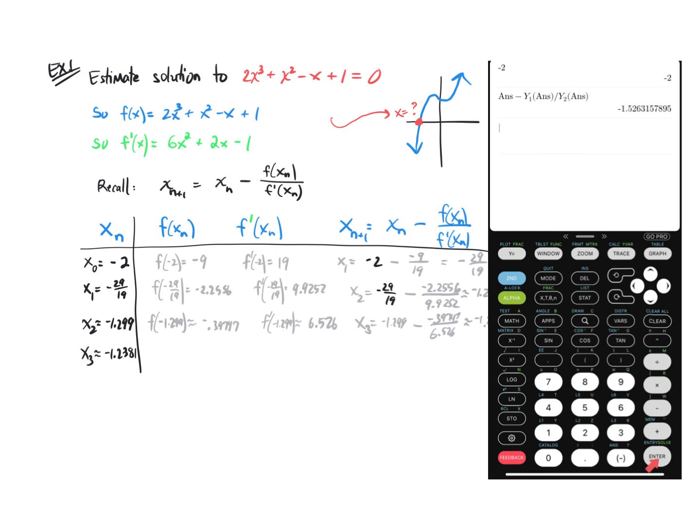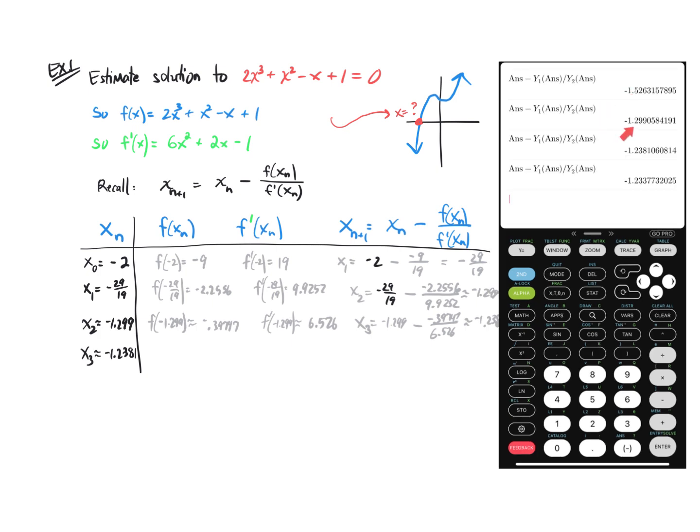Now to get your next guess, your calculator is ready to go. If you just hit the enter button, it's going to do the exact same thing that you did last time, using the exact same expression, but now answer is going to use this previous answer, and it's going to do exactly what we need it to do. So we'll just hit enter, and we'll get x2, we'll hit enter again and get x3, and there's no more work to do. Let's see what that looks like.